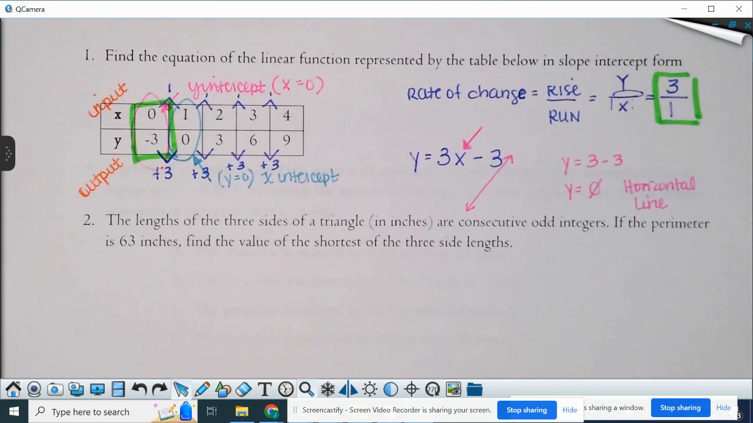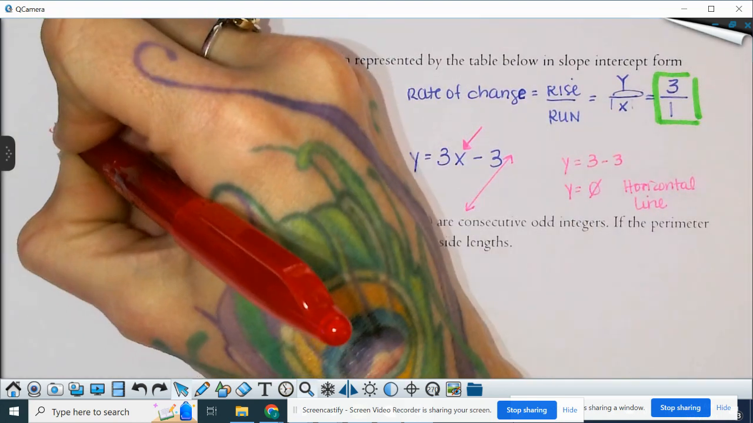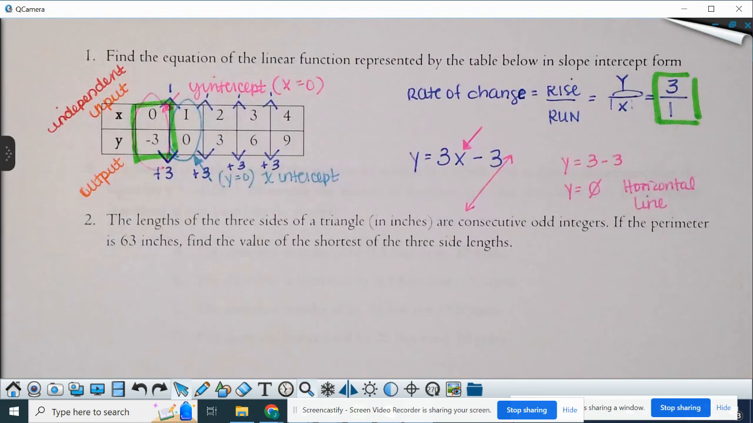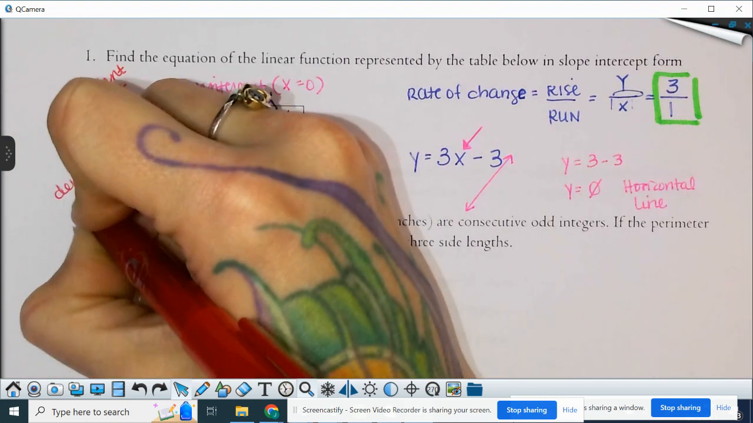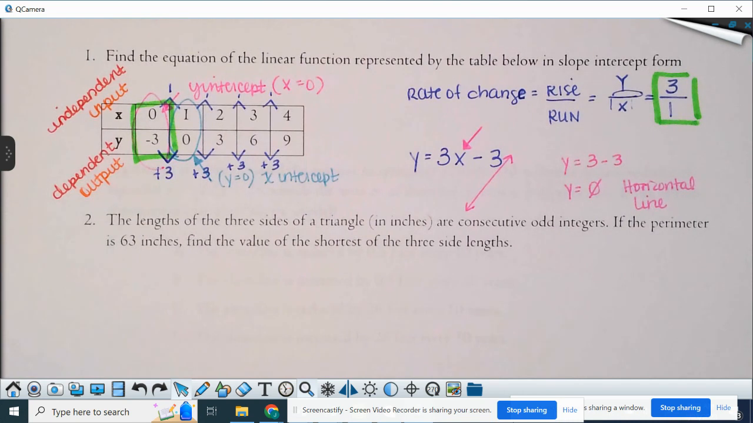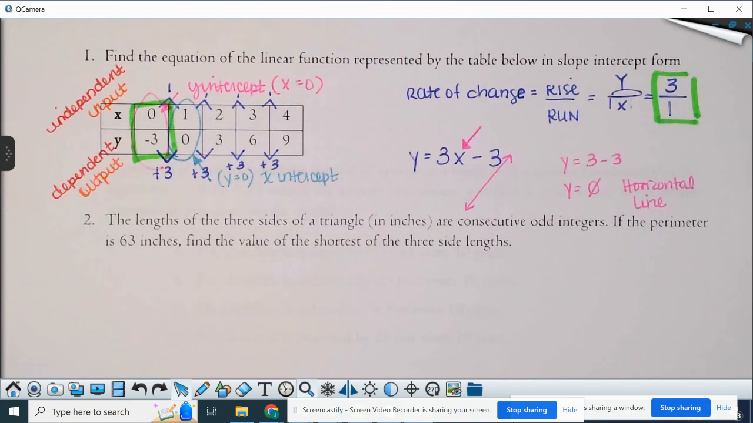So if X is input and Y is output, which variable is independent? So independent is IND, which hopefully we already know. But independent is going to be X. Good. So independent. It is not controlled by anything other than you decided. Like that is what you decided. So it's independent. Y depends. So it's dependent on what X value you plug in. So independent is X, dependent is Y.